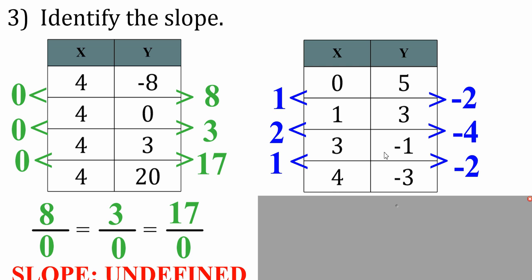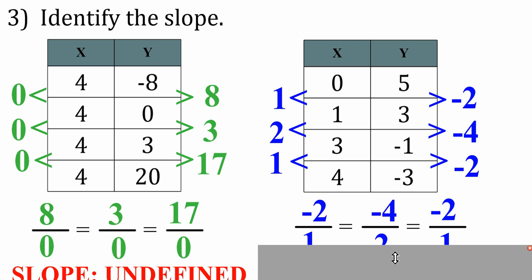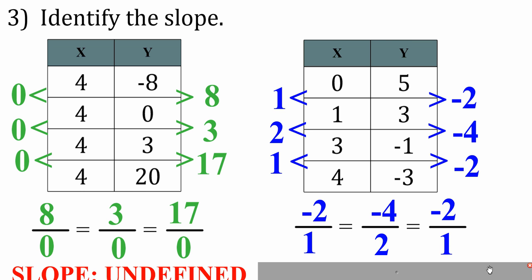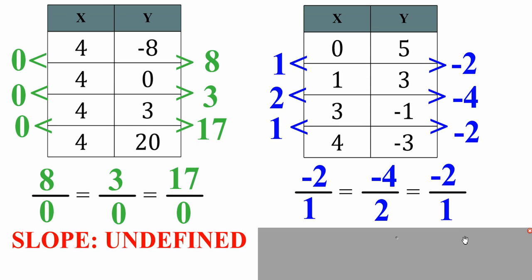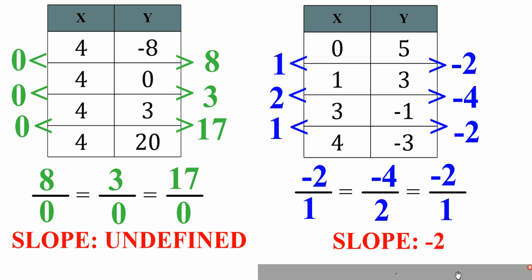So now that we have the changes, we're going to compare them. -2 over 1, -4 over 2. Well, that's -2. -2 over 1. You have a consistent change of -2 over 1, which is saying your slope is -2. That means graphically you would be going down 2 and to the right 1 to get each of your points.